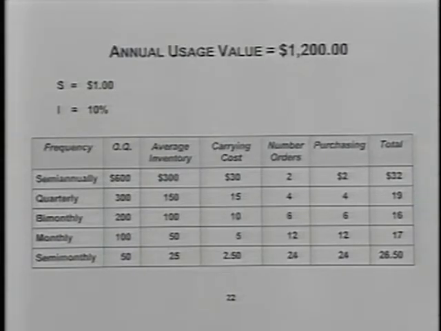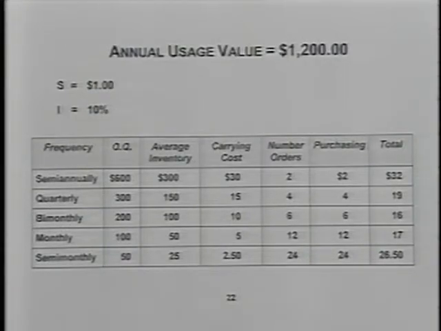So if I took the order quantity column and divided it by 2, I would get the average inventory, which is noted in the third column from the left. Again, if I took $600 and divided it by 2, I would have average inventory of $300 and so forth. Now, the carrying cost is defined as the carrying cost percent multiplied by the average inventory.